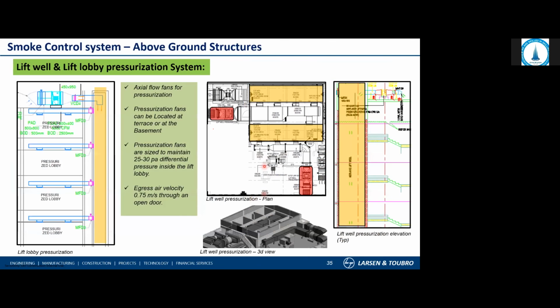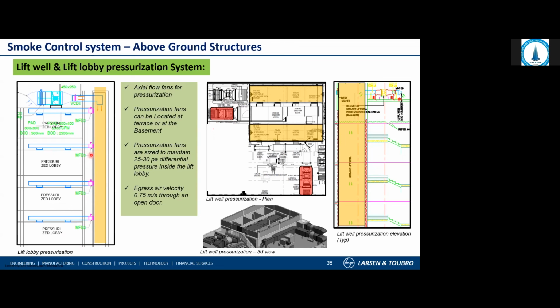And lift well, lift lobby pressurization, you can see as per NBC, if you have a continuous lobby for all the levels of the lifts, then you may not require to pressurize the lift wells. You can have pressurization for the lobbies alone. But if you have any floor with a discontinued lobby, you have to pressurize the lift wells. So we have to incorporate a lift lobby pressurization shaft, and there will be multiple ducts on each floor with a motorized fire damper, so that whenever there is a fire, the fan can actuate and pressurize the building.